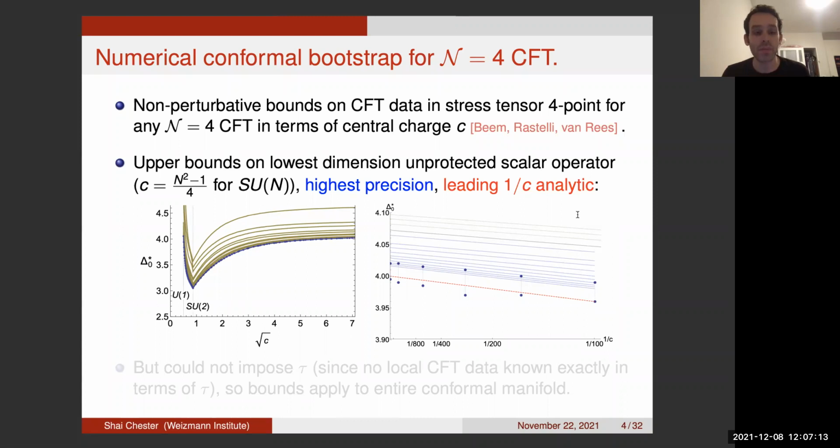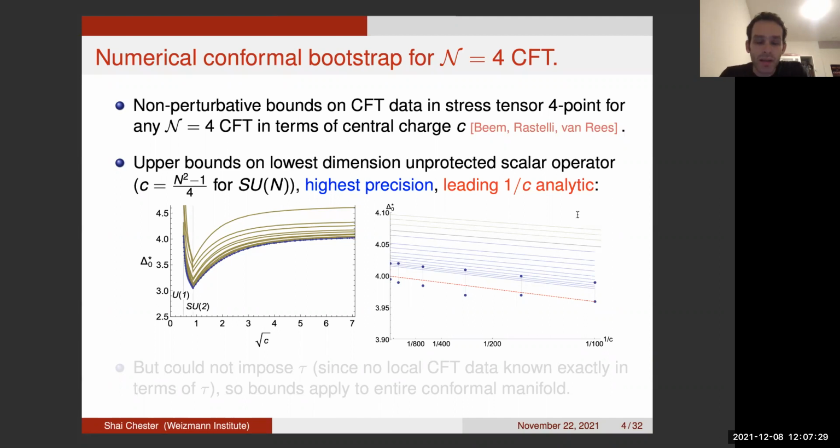You know how to put it into the bootstrap. For the case of SU(N), C is just (N squared minus 1) over 4. So this allows you to put in the value of N. And here I show these two very nice plots from Leonardo's classic paper. They were able to compute these bounds for any value of N.